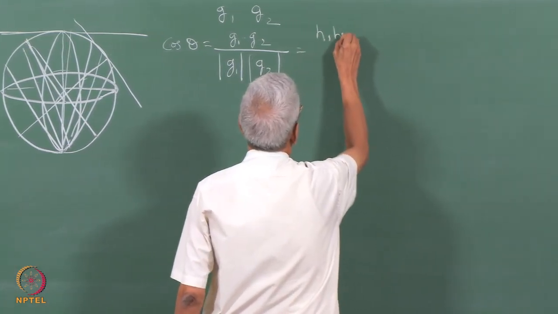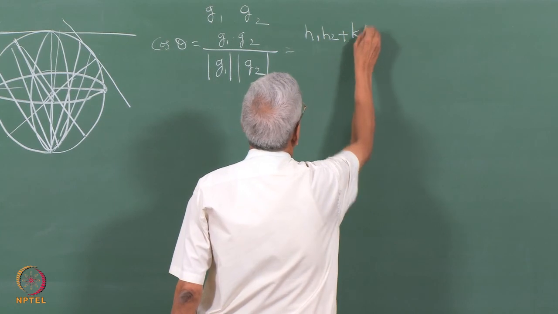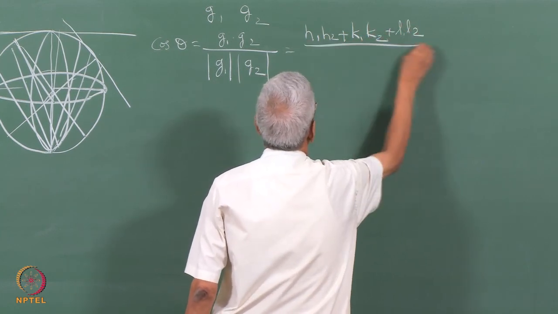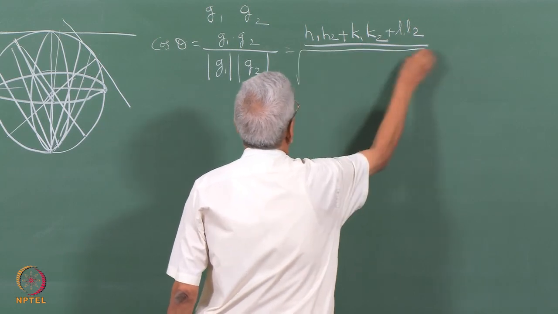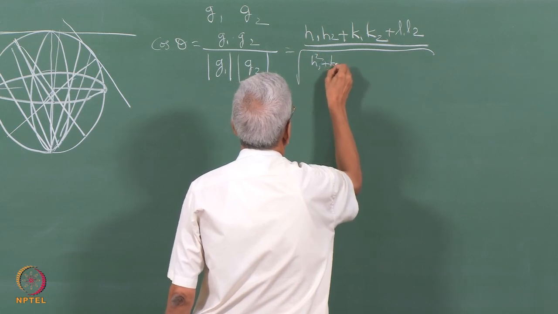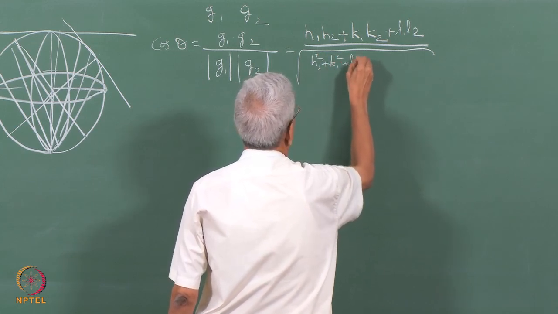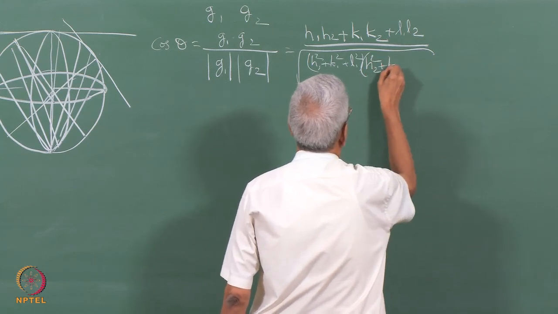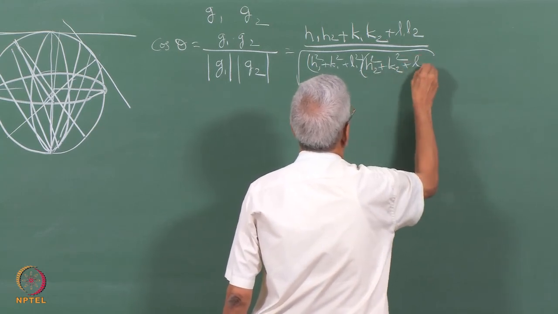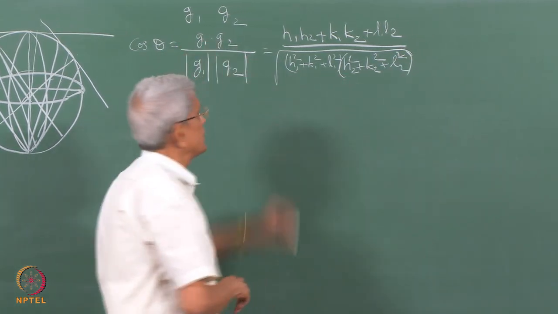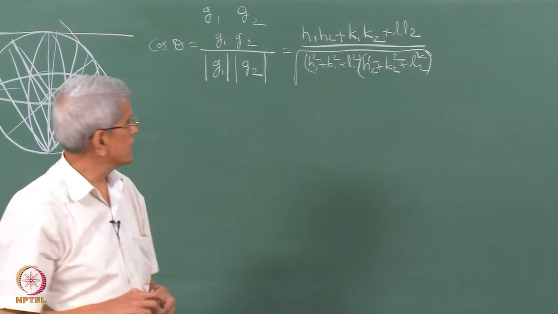This one becomes (H1 H2 + K1 K2 + L1 L2) divided by the root of (H1 squared + K1 squared + L1 squared) into (H2 squared + K2 squared + L2 squared). So, using this formula, the angle between the various planes can be calculated.